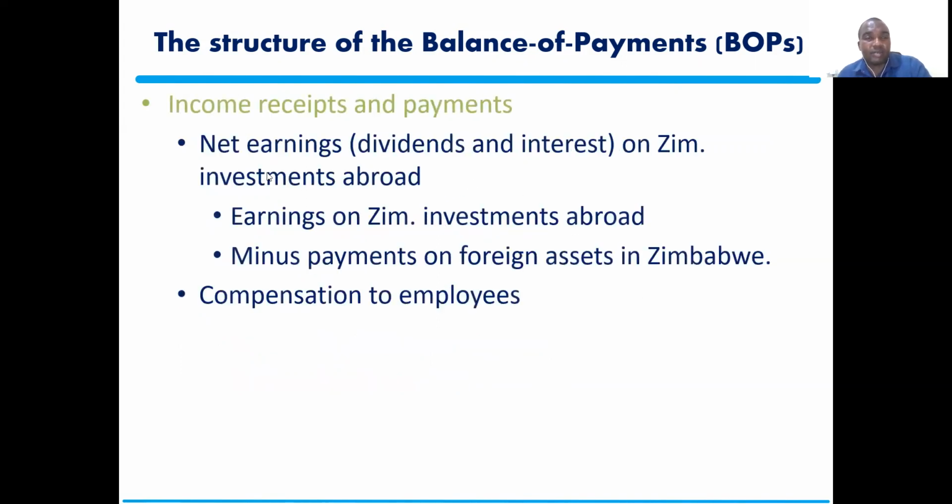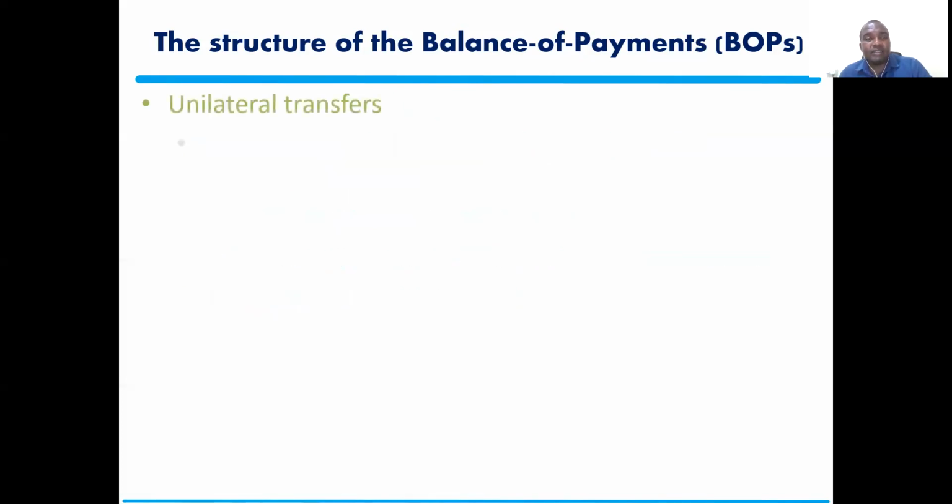So income, receipts, and payments. Net earnings such as dividends, interest, and profit payments on Zimbabwean investments abroad come to us as net property income from abroad. These are earnings on Zimbabwean investments in other countries, minus payments on foreign assets held by citizens of other countries, which will represent an outflow. And then we've got compensation to employees as well, which needs to be considered.